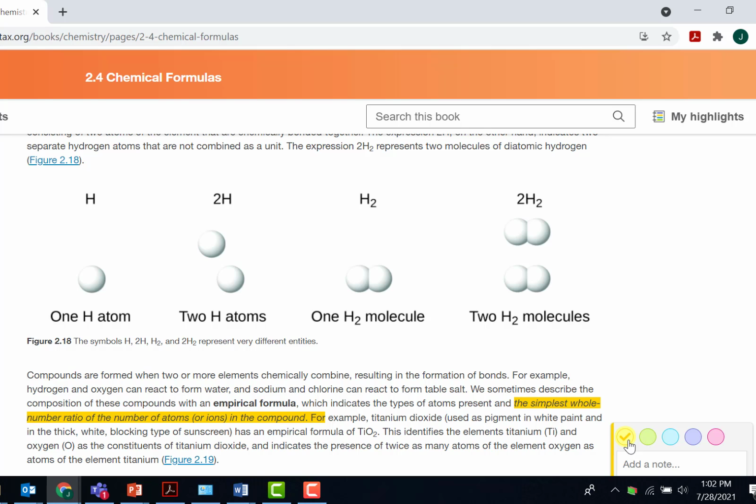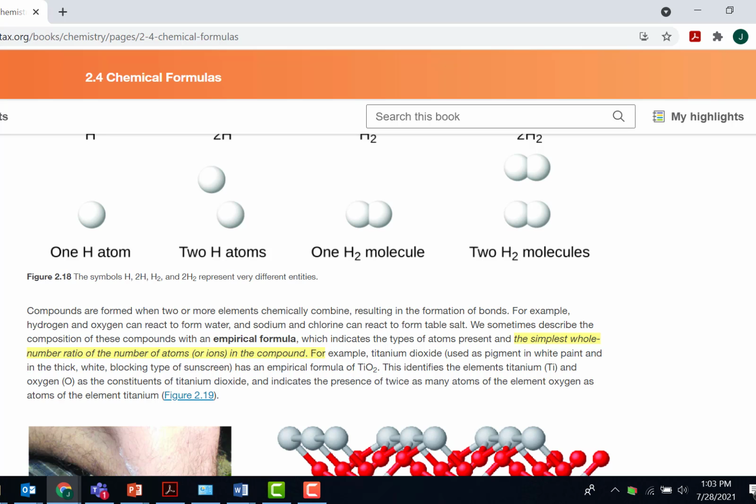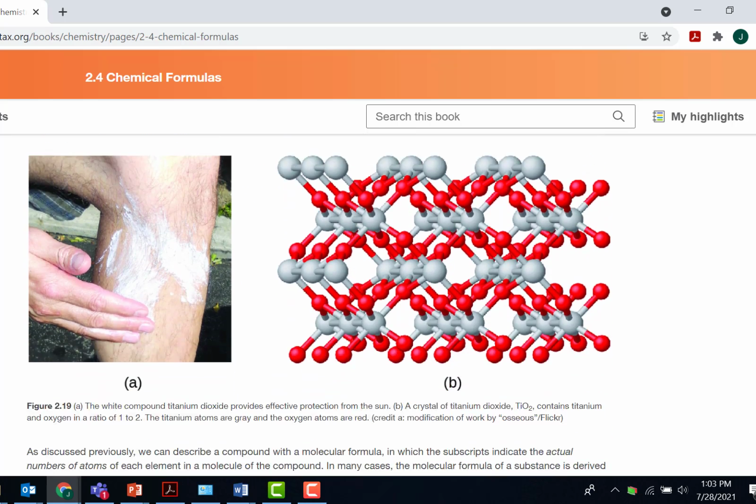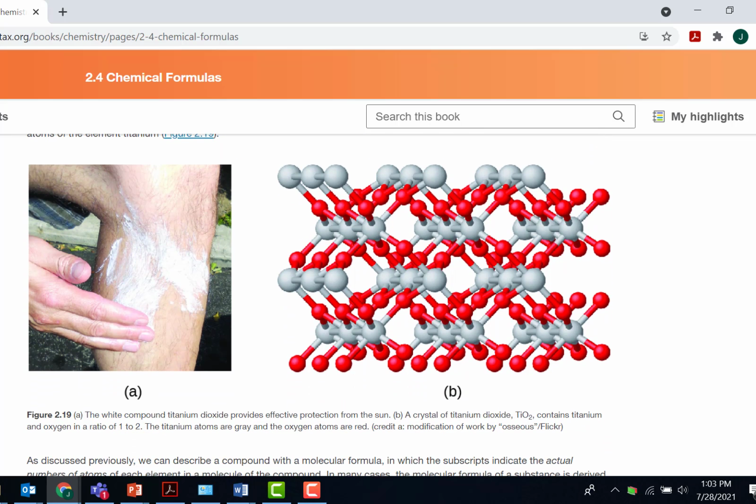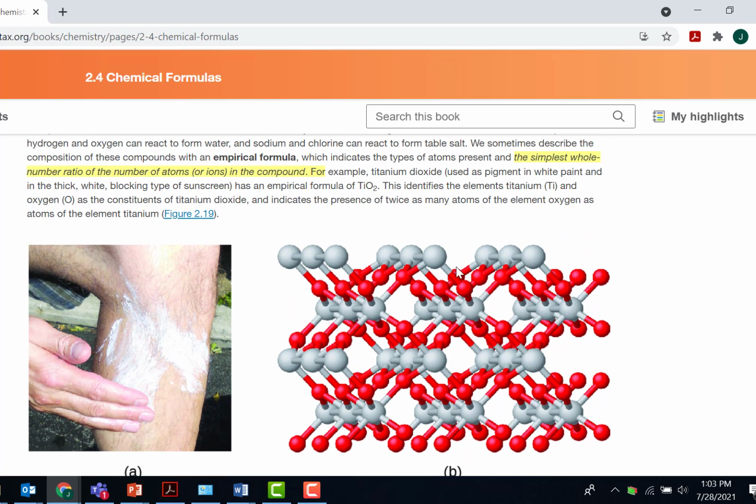So it's not saying exactly how many you have, but it's saying what the ratio is of the ones that you do have. As an example, we're looking at TiO2, and we're showing it here. And so this is used as a sunscreen. And you'll notice that there are lots of things here. In fact, there's probably more than what we're showing.